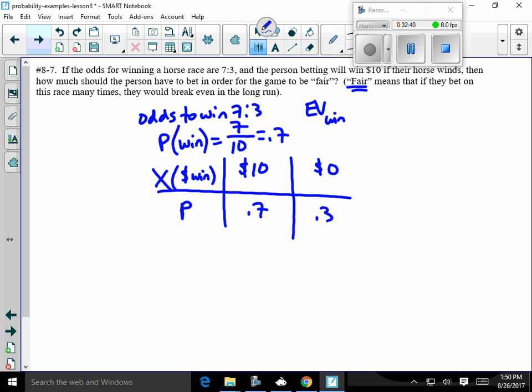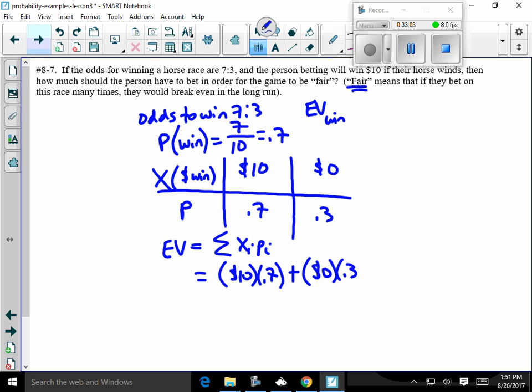So then I need to find the expected value. So the expected value, there's a couple ways you could do it. I would do this by hand. The formula for discrete expected value is the sum of each of the data values times the probability, like that. So if I took the data value $10, that happens with a probability of 70%. And then I took the data value $0, and that happens with a probability of 30%. Then that turns out to be, let's see, $7.